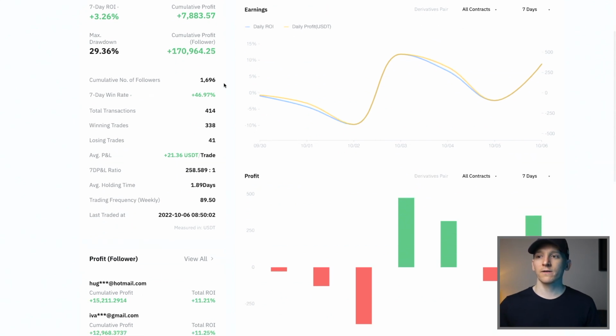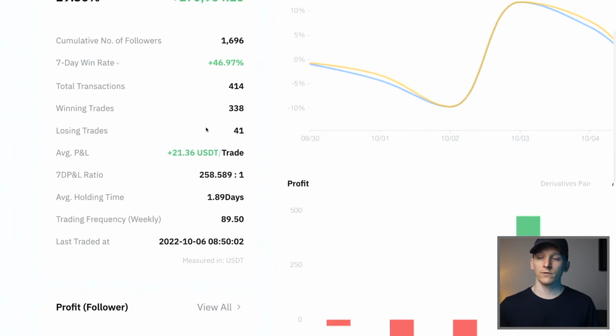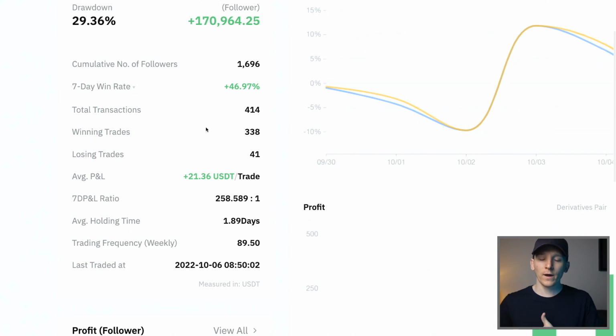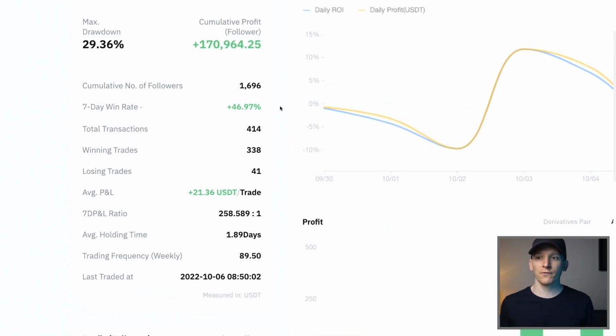The cumulative number of followers, 1,600, which is pretty good over time. You can see the total transactions here are 414. More isn't better here. Better is better when it comes to trading. You can make 3 trades a year and make a really great profit, or you can do thousands. It really is up to the trader, and so I wouldn't suggest that more is better.